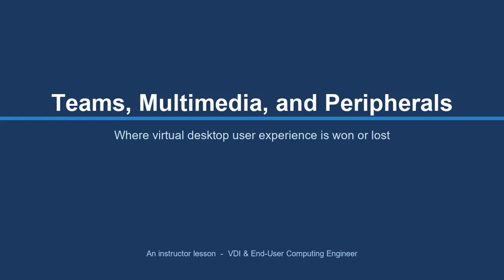This lesson is about the parts of a virtual desktop session users notice immediately when they're wrong: real-time calls, video, printing, and USB devices. We'll cover how Teams media optimization actually works on Azure Virtual Desktop in 2026, the difference between SlimCore and the older WebRTC Redirector Service, general multimedia and device redirection, cloud printing with Universal Print, and how to build a test checklist before you ship a new image.